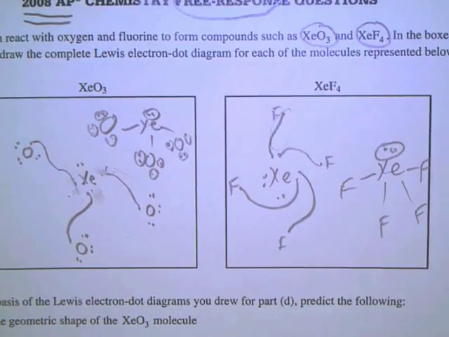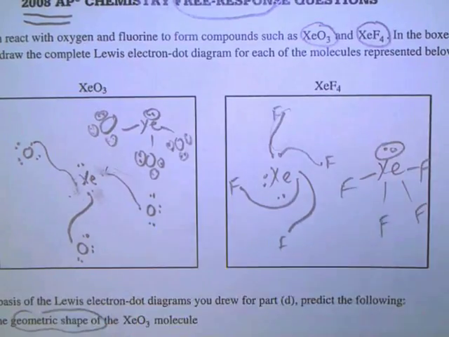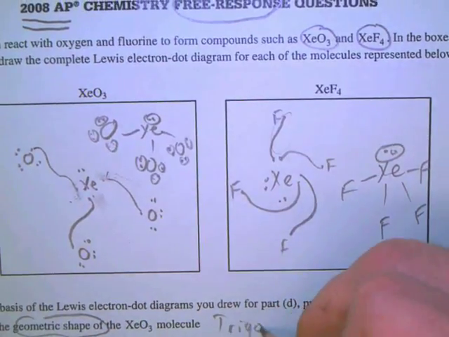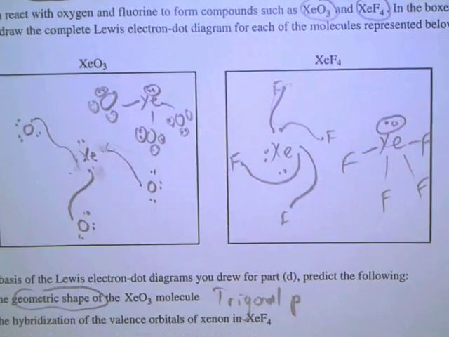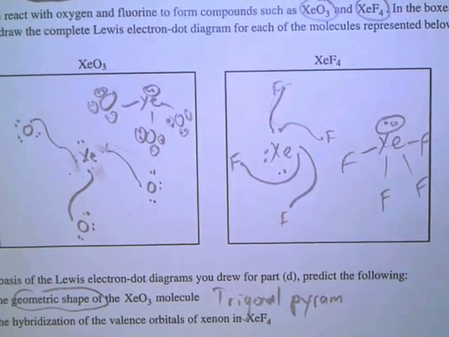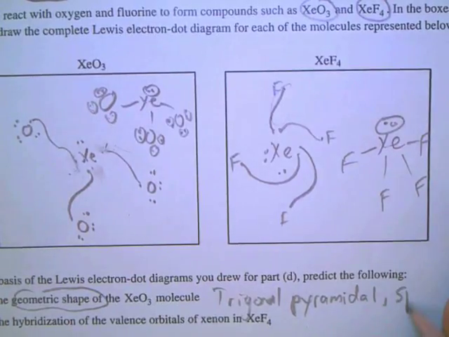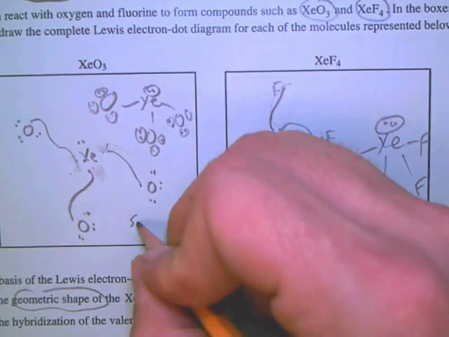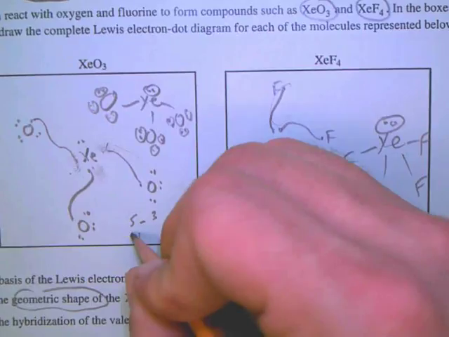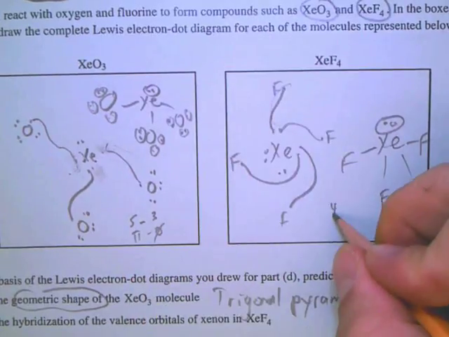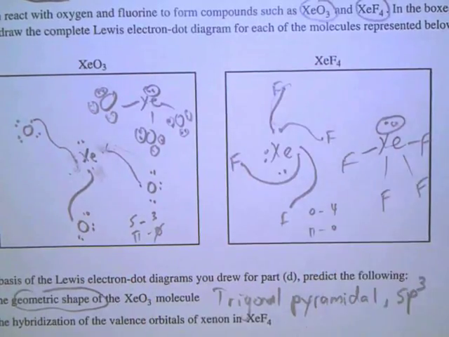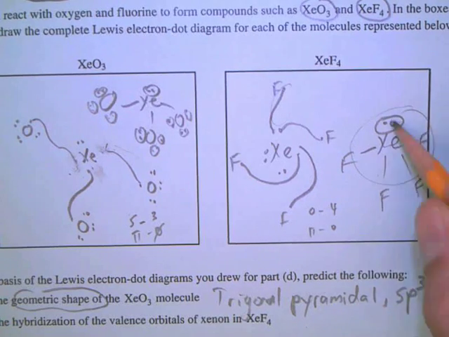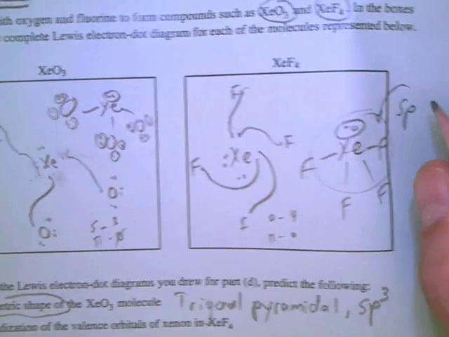Okay, so here we go. On the basis of the Lewis electron dot diagrams you drew for part D, predict the following. Geometric shape for XeO3, that's going to be trigonal pyramidal. Okay, and the hybridization of the central atom here is going to be sp3. And this molecule, again, this is going to have 3 sigma bonds and 0 pi bonds. This one over here is going to have 4 sigma bonds and 0 pi bonds. And the hybridization here, 1, 2, 3, 4, is going to be sp3d.